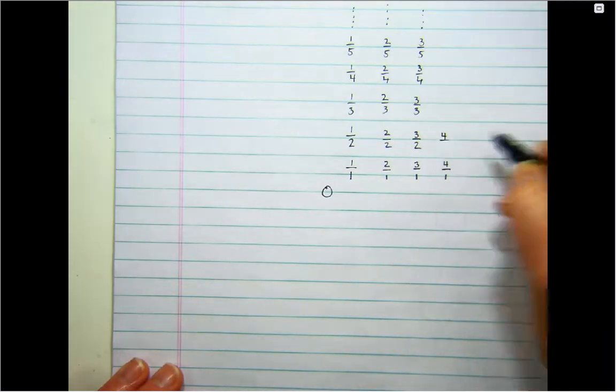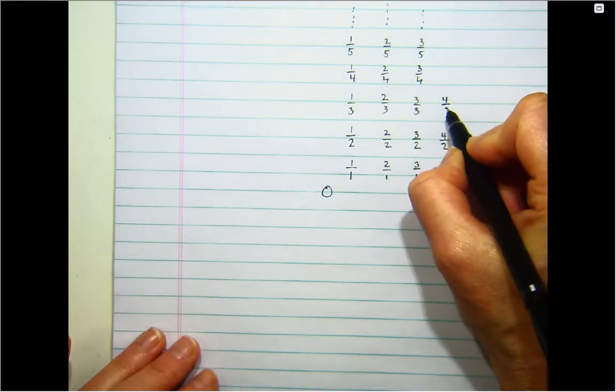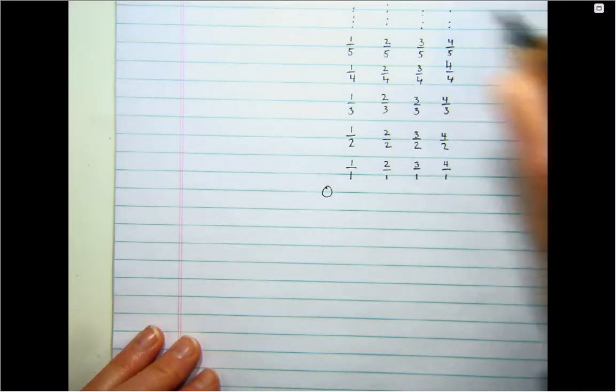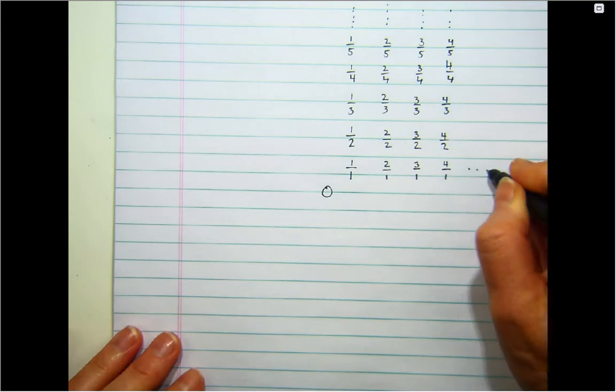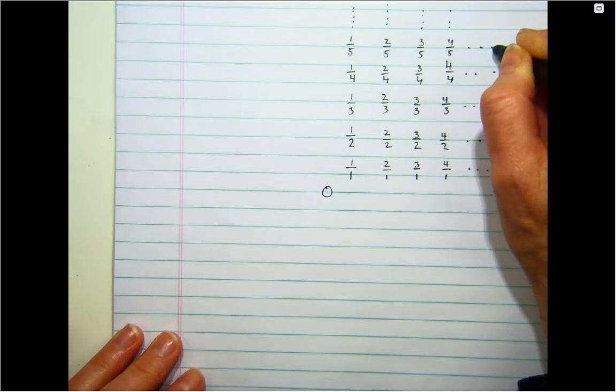This is part of your class activity too. So if you haven't been keeping up, catch up, okay? 4 over 2, 4 over 3, 4 over 4, 4 over 5, dot, dot, dot. Are you getting the pattern? What would come next? Yeah, 5s. Okay, so you get the pattern. So let's put dot, dot, dots over to the right as well. So this is a chart that lists all the fractions that are positive.